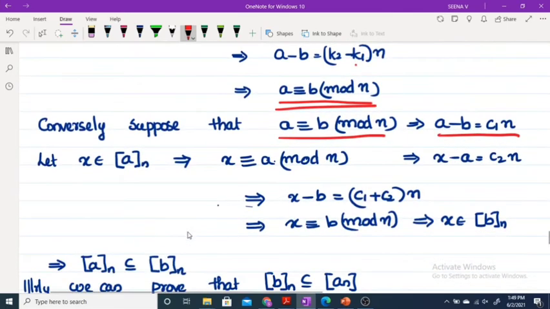That means for proving two sets A and B are equal, what do we have to prove? A equal to B. To prove A equal to B, what do we have to prove? We have to prove A is a subset of B, and also we have to prove B is a subset of A. So this is our first step.